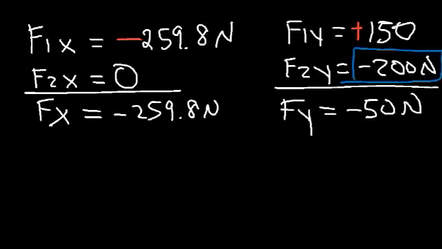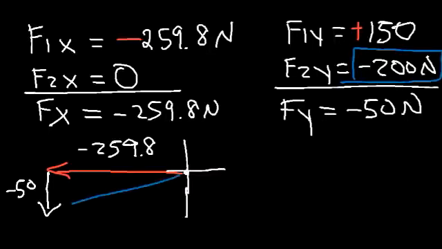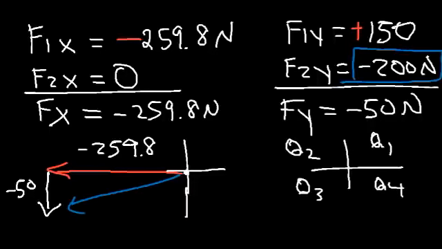Now what I would do is redraw what we have. So let's say this is the origin. Fx is negative, so we need to move to the left by negative 259.8 units. Fy is negative, but it's smaller, so we have to go down by negative 50. So this is the origin, and so we have a triangle in quadrant 3. Keep in mind, this is the first quadrant, this is the second quadrant, this is quadrant 3, this is quadrant 4. So this is the reference angle.